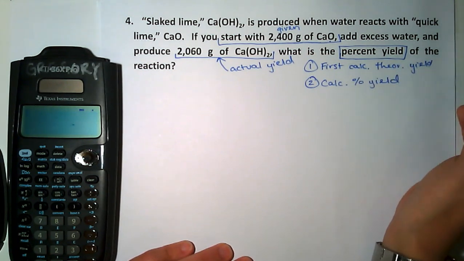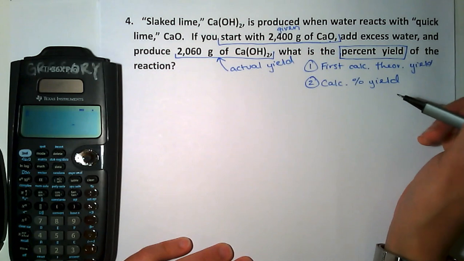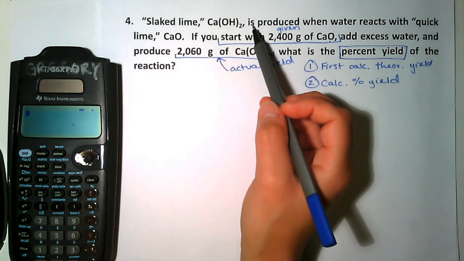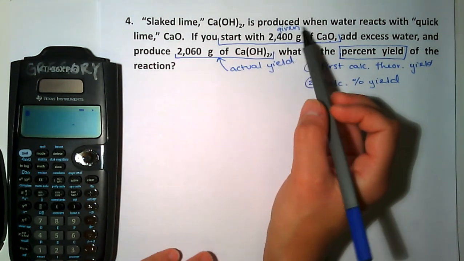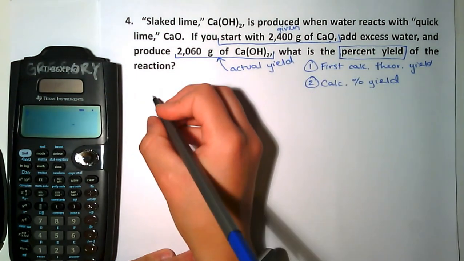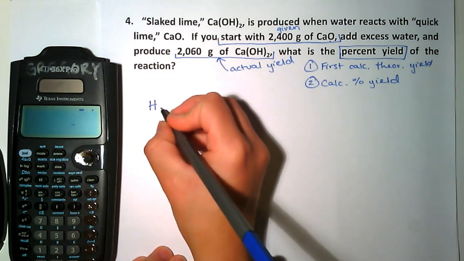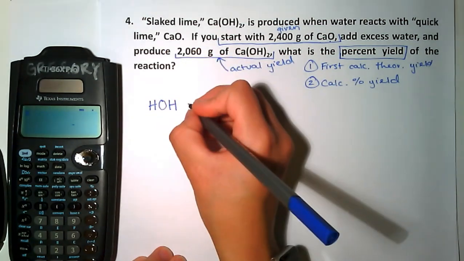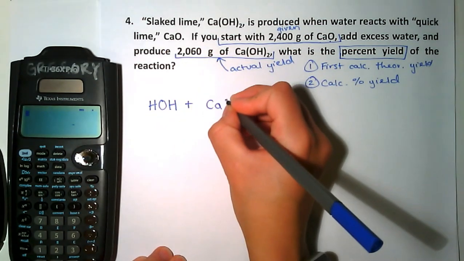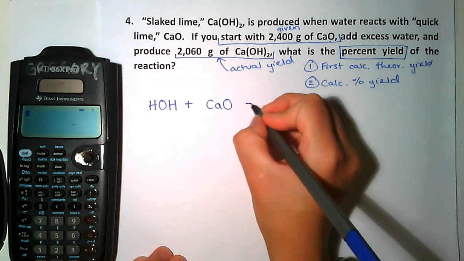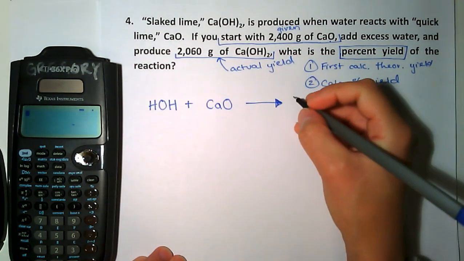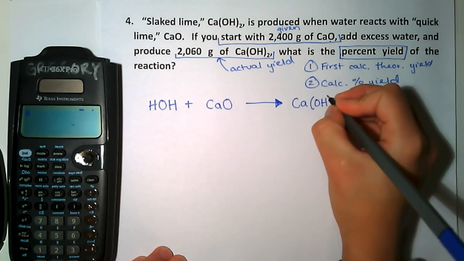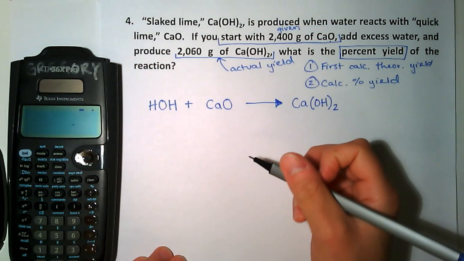So to figure out the theoretical yield, we need a balanced chemical equation because we have to do some stoichiometry. So it says the Ca(OH)2 is produced. So that's going to be our product. When water, so that's one of our reactants, H2O, but I'm going to write it HOH, reacts with calcium oxide, CaO, it produces the Ca(OH)2, this slaked lime. Okay, so we have a chemical equation.